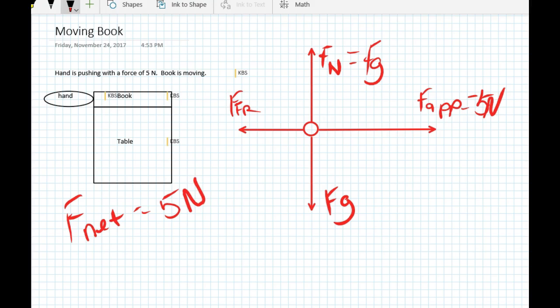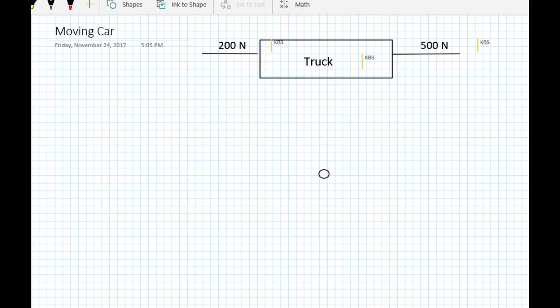Let's look at one more example. So here we have a truck. We have a 500 Newton force acting this direction. And we have a 200 Newton force acting in the opposite direction. So which way is the truck going to be moving? Which vector or which arrow is going to be longer? You got it. The truck is moving in this direction because that force is larger.